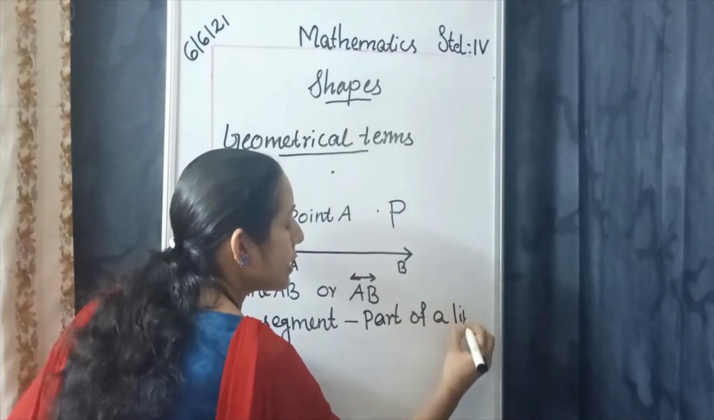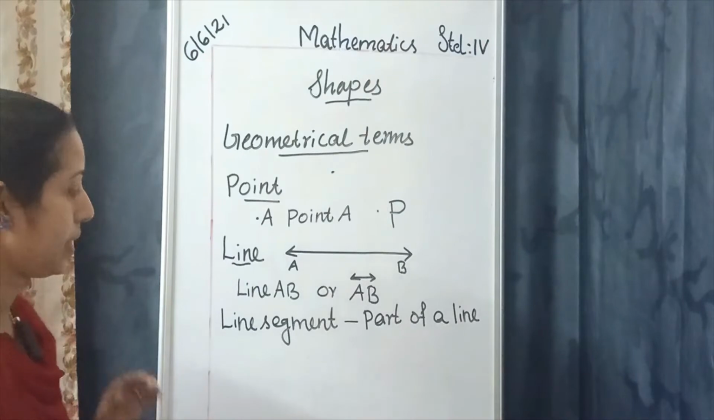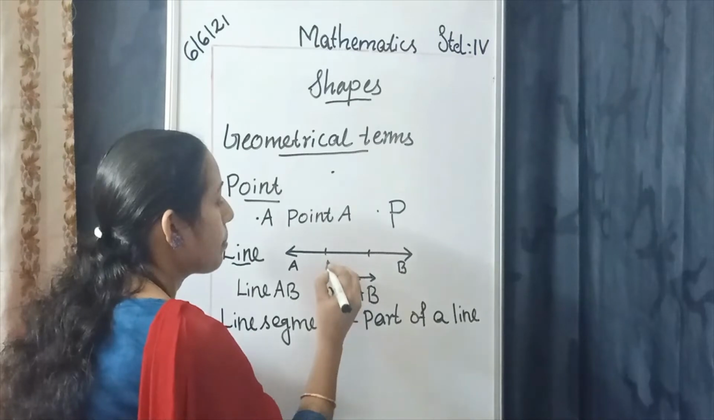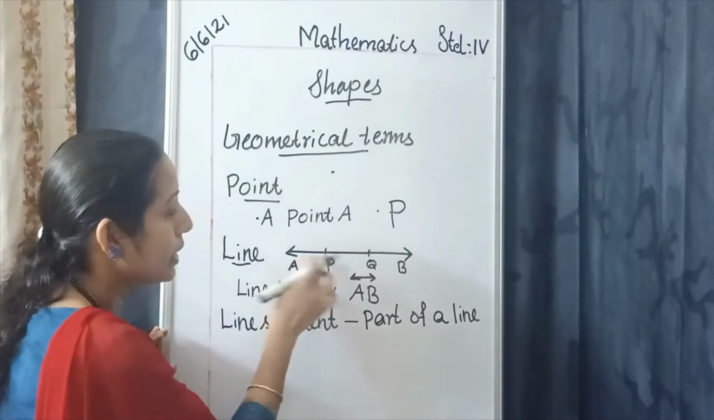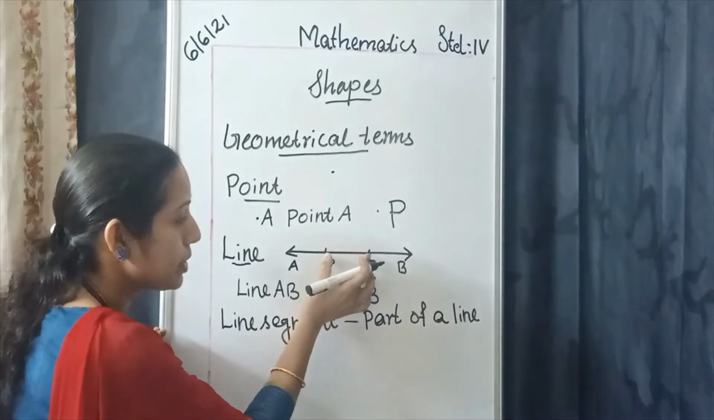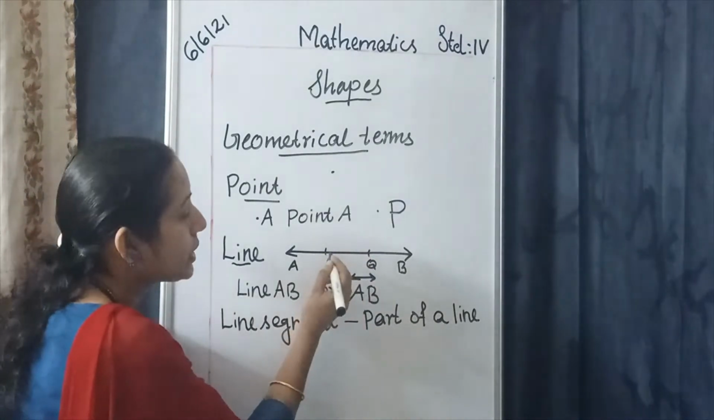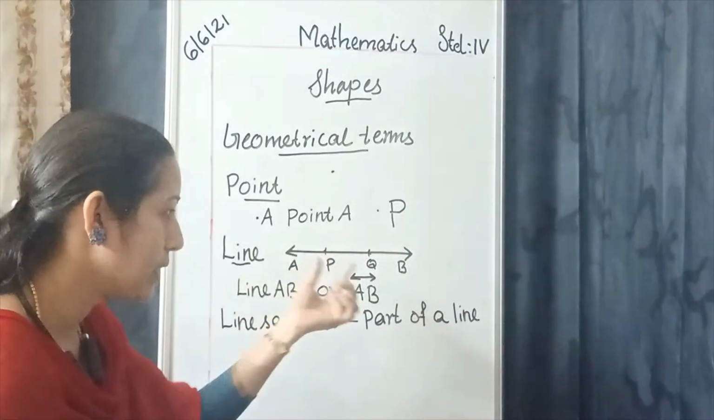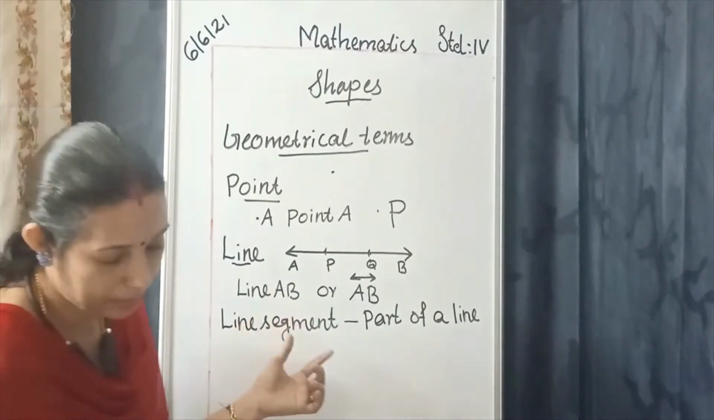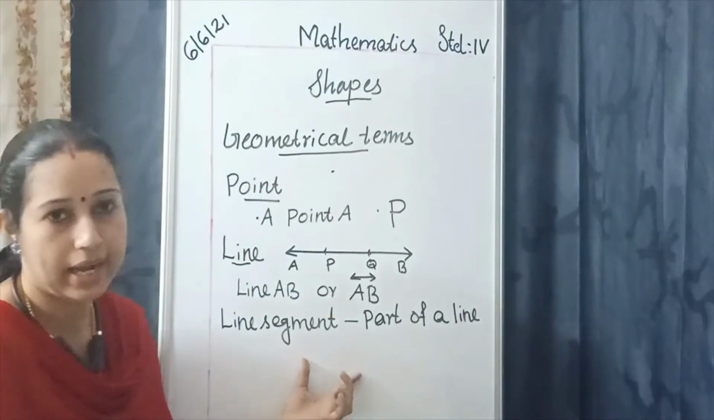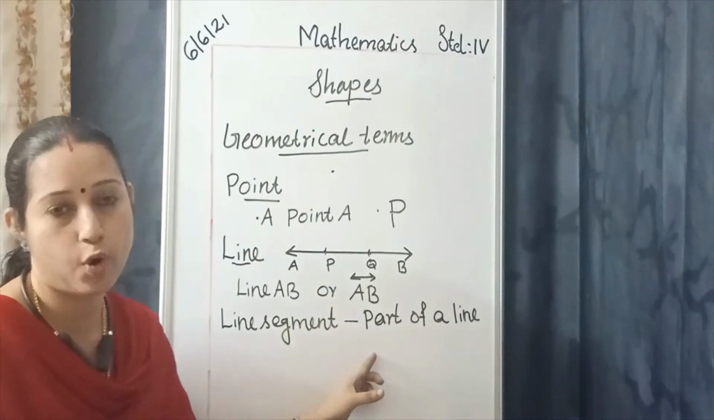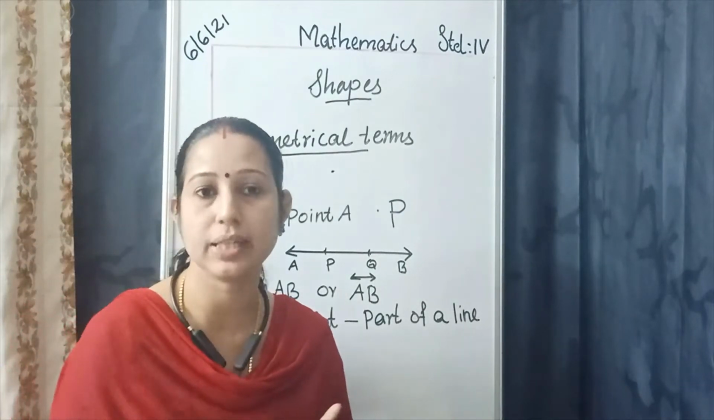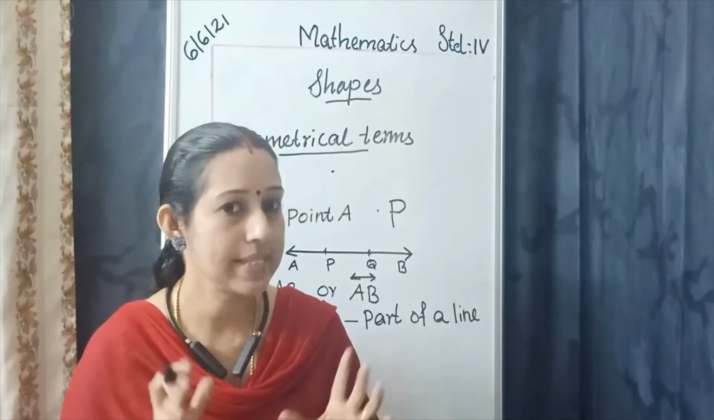A part of a line is called a line segment. For example, if I draw this and name it PQ, and here if we cut this piece of the line, we get this piece. So here is one end point, and here another. It has a fixed length. So this is called a line segment. A line segment is a part of a line. It has two end points. It has a fixed length, which means we can measure the length of a line segment.